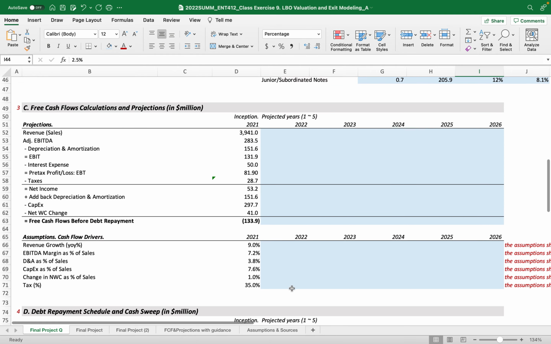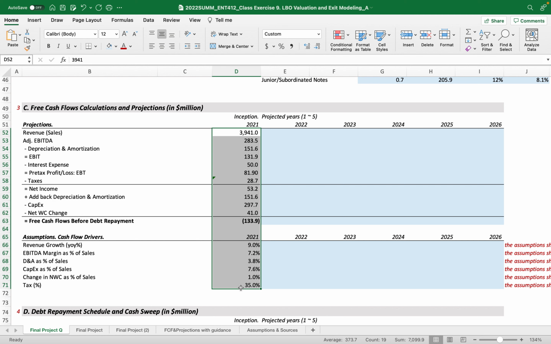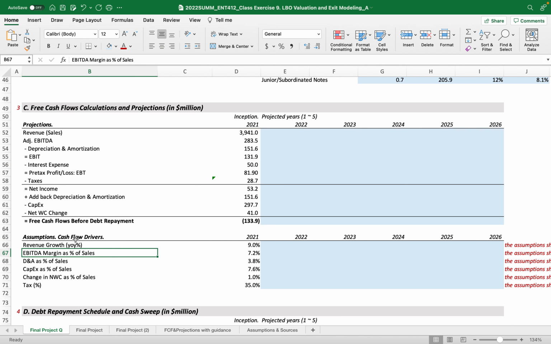These free cash flows will also be used in this equity valuation model. So this is really the base. And then 2021, all this information is from the real numbers of your chosen company, the most recent year of information. So you must develop this, right? And then this assumption part of the cash flow drivers is a minimum assumption part.